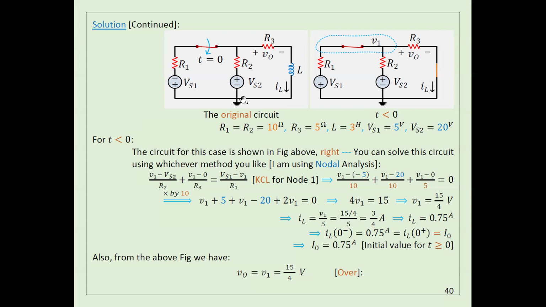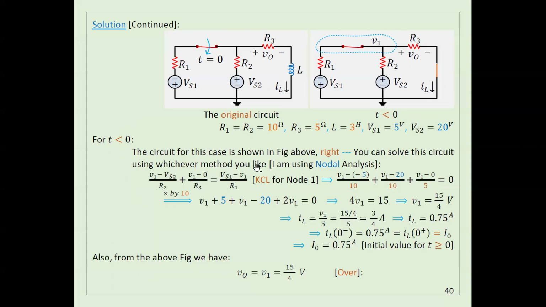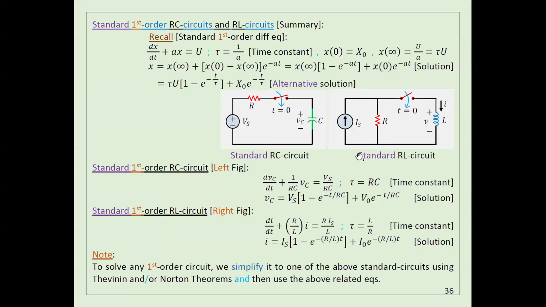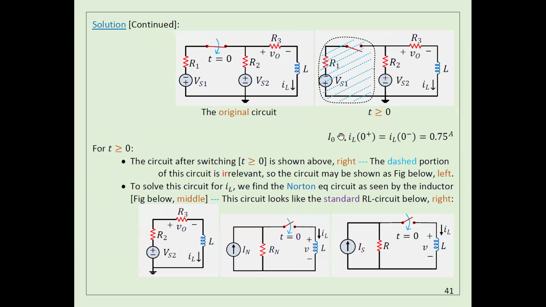So now I finished the first part, where I needed to find the initial current. The second part is after you open the switch this way. This is the circuit, right? Because of the switch, this part is not connected anymore. So I have to make this circuit similar to the circuit I already solved, which has a current source.